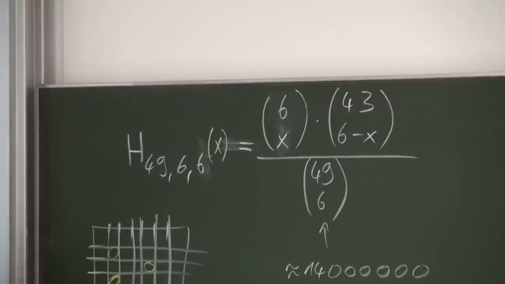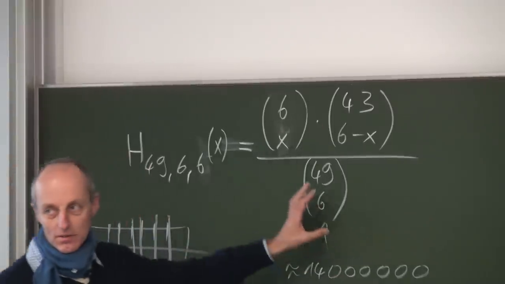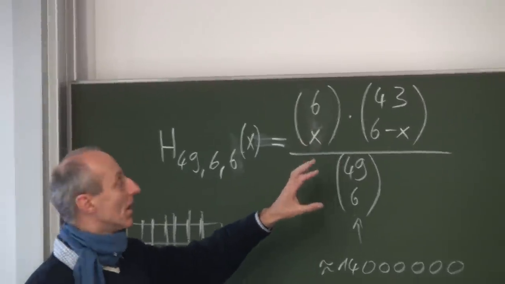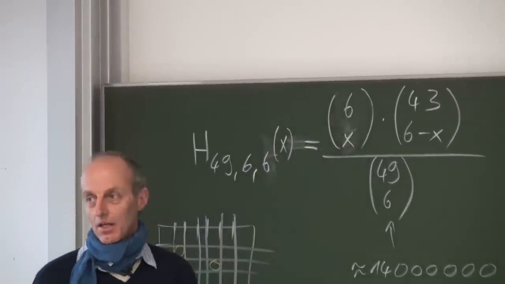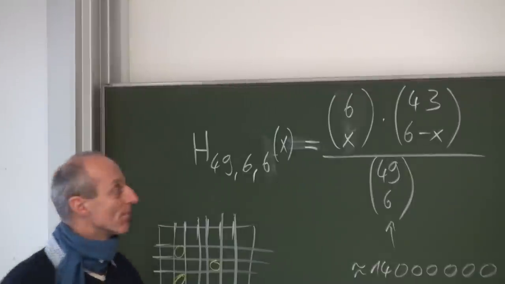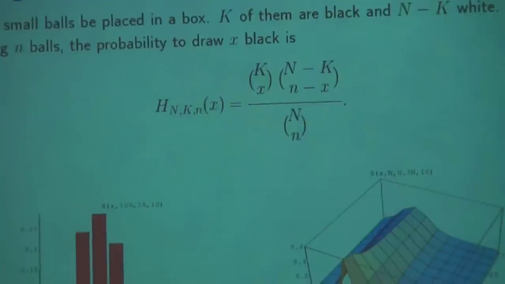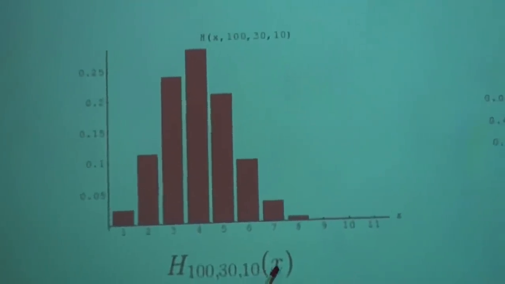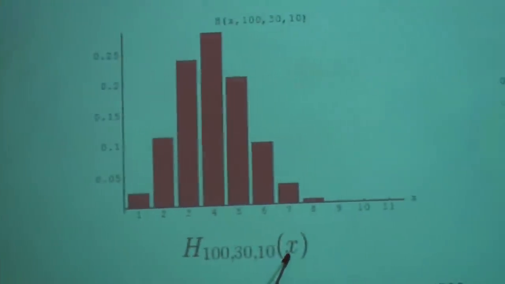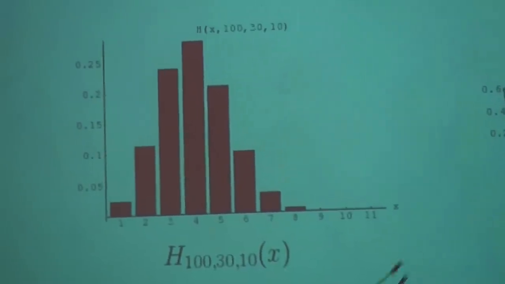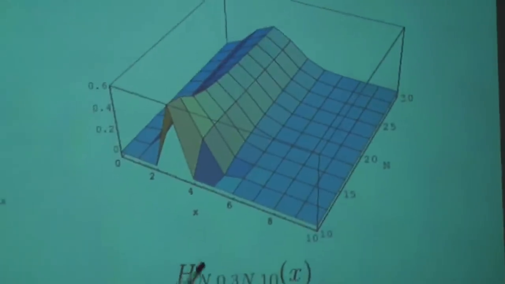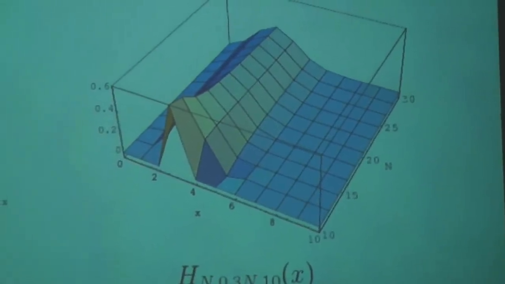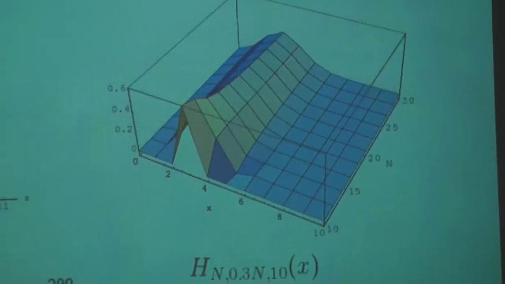Okay. Yeah, I mean, I could now start explaining all these details. It's just a matter of n choose k. And that's a hypergeometric distribution, and the one-dimensional graph looks like that. If we fix all parameters, and take our x here, and this is two-dimensional with a variable n. I don't want to go too much into the detail.